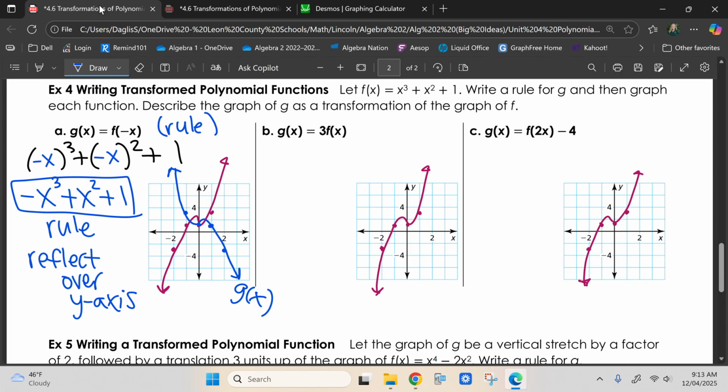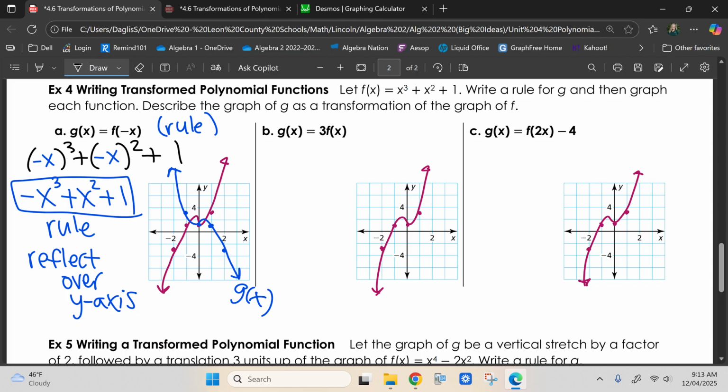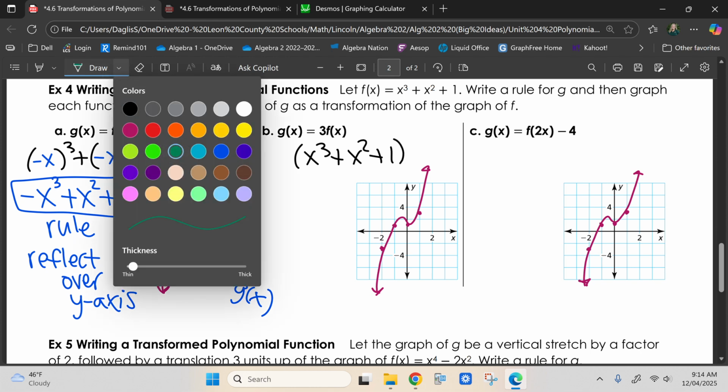Alright, part B. It has 3 times f of x. What transformation is happening there? Well, it wants me to take my function and multiply it by 3. So my function was x cubed plus x squared plus 1. It wants me to multiply the entire thing by 3.